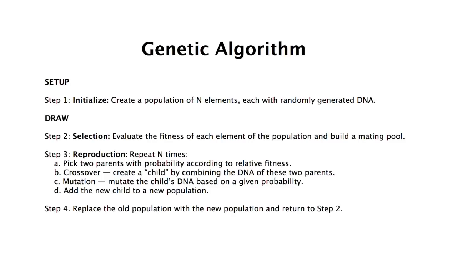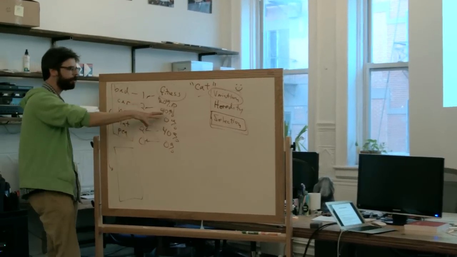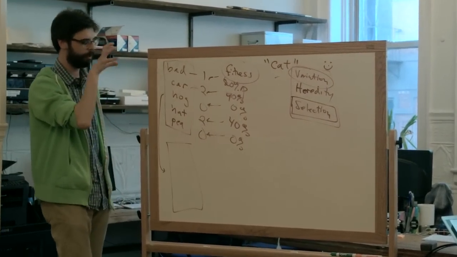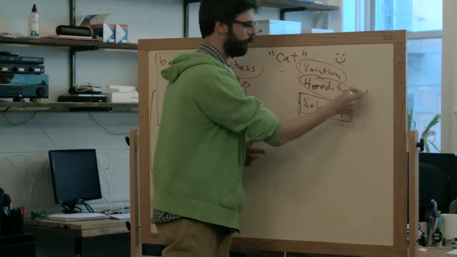Variation we got from initializing the population. Selection we get from this sort of awkward thing that I described of evaluating all the members of the population, giving them a score, then assigning those scores to probabilities, and that's how we pick the next members. Now we need to reproduce, and this is where the third principle of evolution comes in, which is heredity.